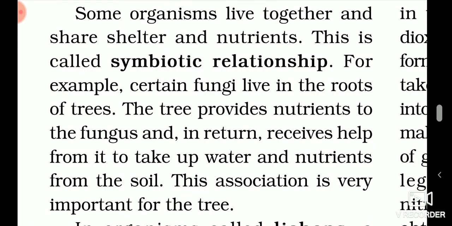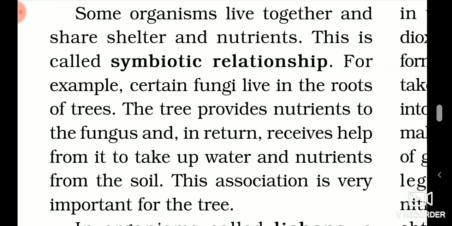Now students, the last mode of nutrition in this chapter is symbiotic relationship, that is symbiosis. In this, some organisms live together and they share shelter and nutrients with each other. That is called symbiotic relationship.